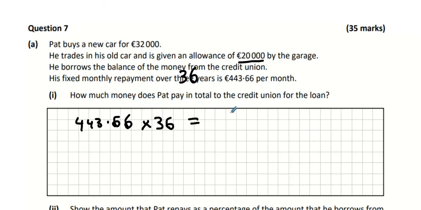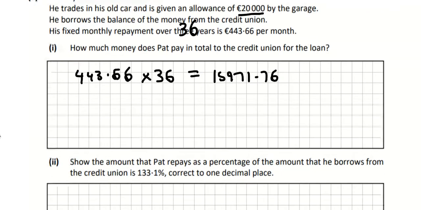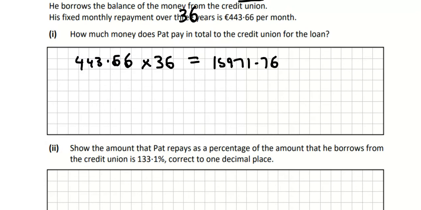And he pays €15,971.76 to the credit union. Happy days. Show that the amount that Pat repays as a percentage of the amount that he borrows from the credit union is 133.1%, correct to the nearest.